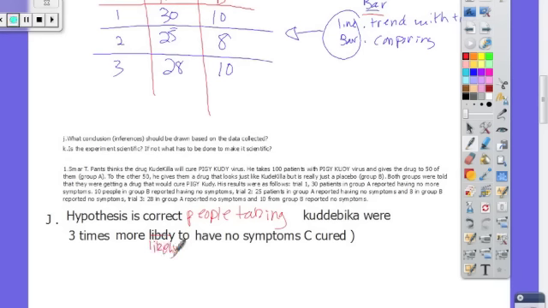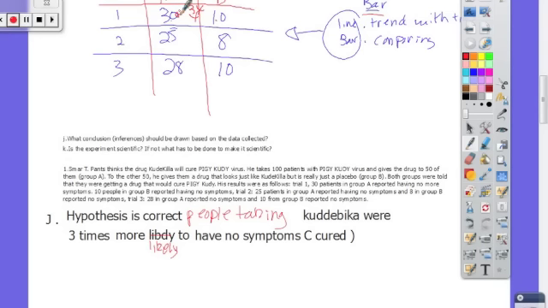Okay. Now, how did we get that information? How did we come up with that? Well, if we look at the data here, there were 30 and there were 10 here. 30 said that they were better and 10 said that they were better in B. So that means that there were 3 times more people getting better with the treatment.